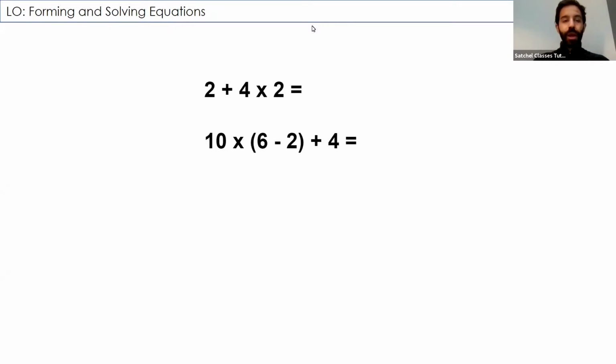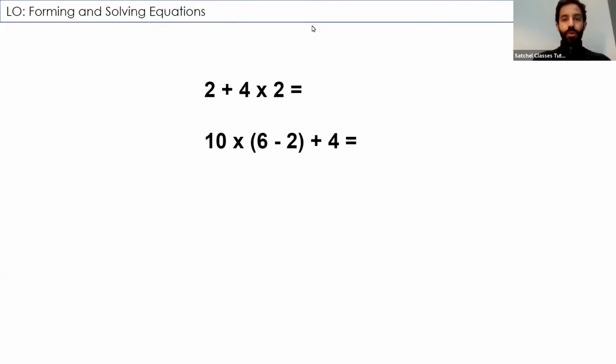Before we start, you can pause the video and have a go at these two questions. So we have 2 plus 4 times 2, and then we have 10 times, bracket, 6 minus 2, close bracket, plus 4. So how would we solve these problems?